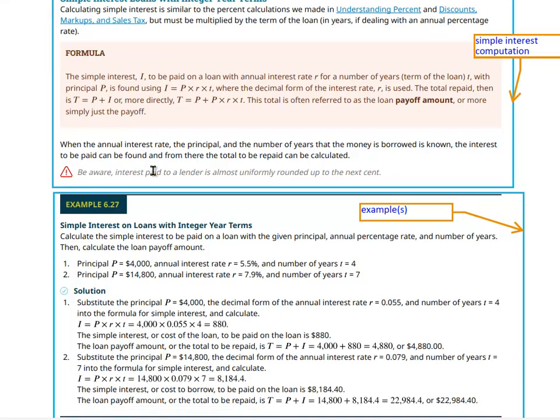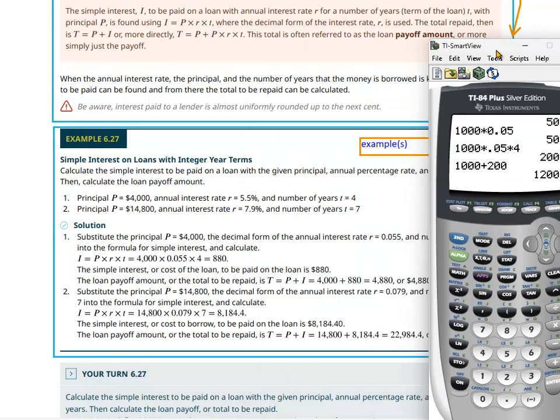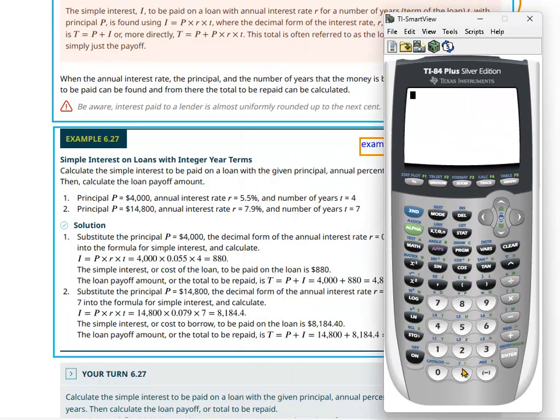A couple more examples here. So 4,000 here with the 5.5%. So again, once I find my calculator here, somewhere, there it is. So I'm going to clear this out here. So 4,000 times 0.055 now, times 4 years. There we go. $880 extra, so a total of 4,880.